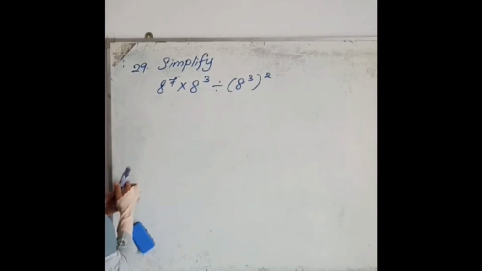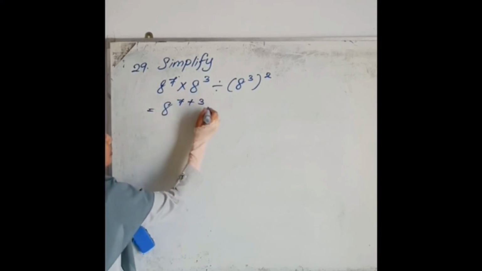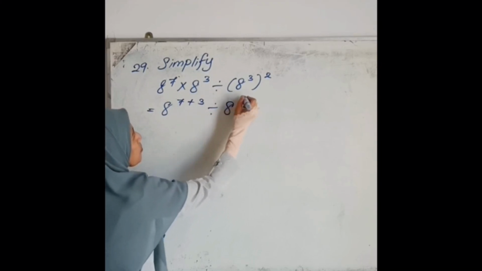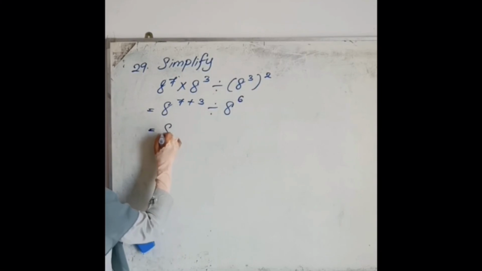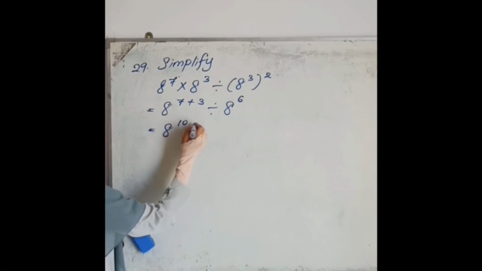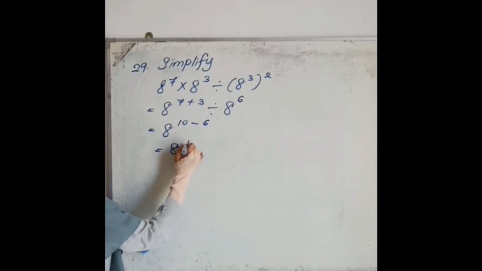Okay, number 29. So we can simplify. 8 to the power of 7 plus 3, divided by 8 to the power of 3 times 2, 6. So the index, 10 minus 6. So 8 to the power of 4.